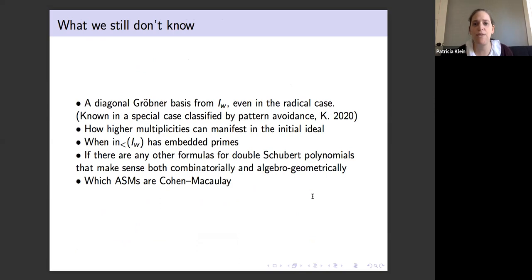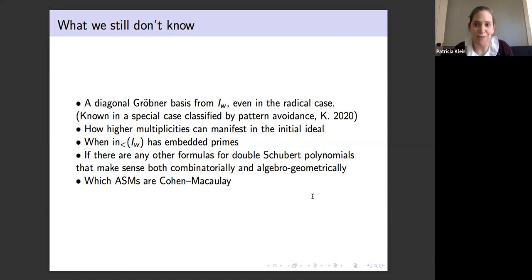So with the setting as it is, what do we know and what do we not know about diagonal Gröbner degenerations of matrix Schubert varieties? So one thing that we do not know is a diagonal Gröbner basis for Schubert determinantal ideals, even if they're radical. There's a case that is classified by pattern avoidance, and which is broader than the Wechsler case, broader than the Banner case. It's called CDG after Conca, Denegri, and Gorla. But that was originally conjectured by Hamaker, Pechenik, and Weigandt.